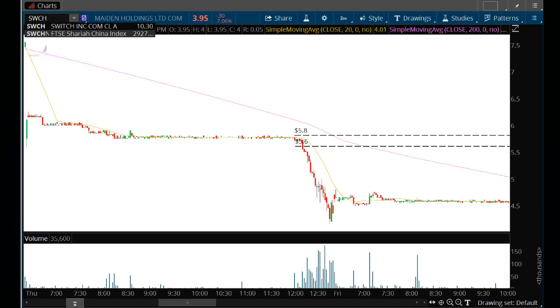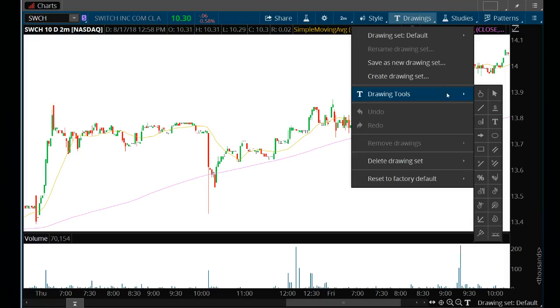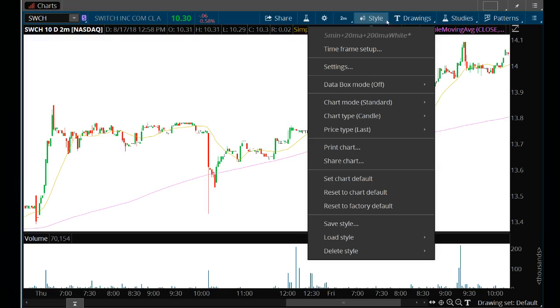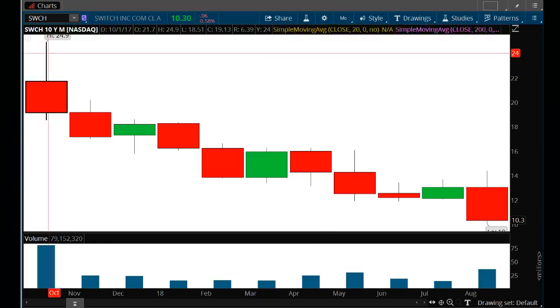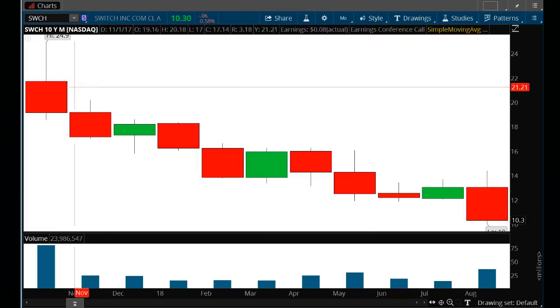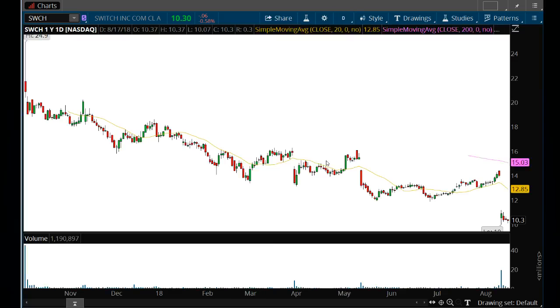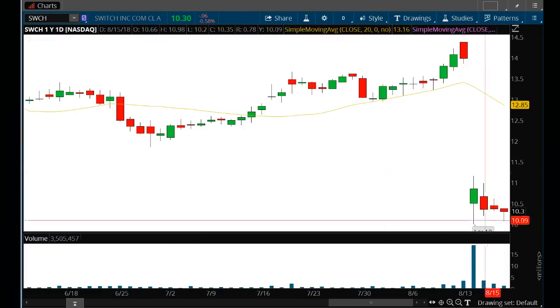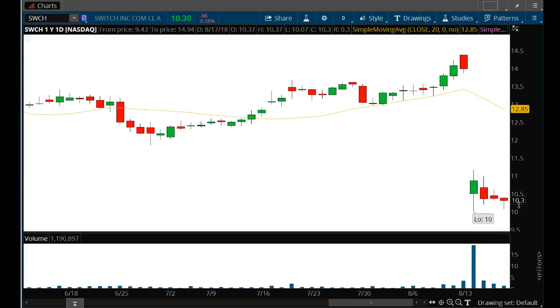Let's look at the SWCH, also a short, and then we'll look at 2 longs. If we look at this monthly here, you can see that this is all of the price that the SWCH has ever traded at since it IPO'd, so it hasn't been around for all that long. Now, when this is gapping down on the 14th, it's at all-time lows. It's never traded at this price before.